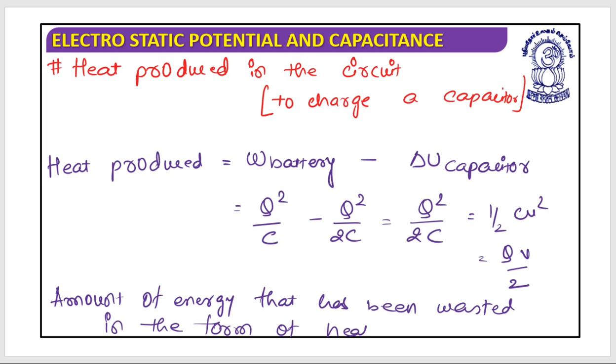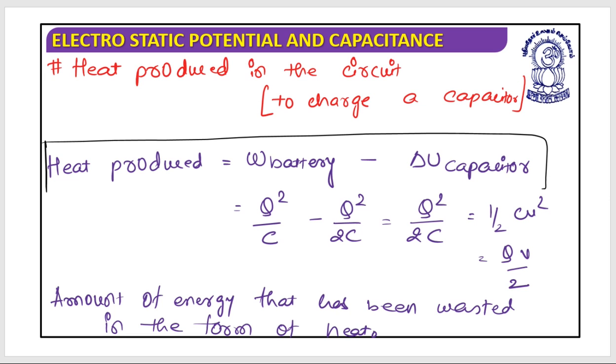I hope you remember this and you understood this. Yes, so this is the heat produced in the circuit. So always use this relation for heat produced. What is it? It's the work done by the battery minus delta U of the capacitor. Yes, are you done with this?